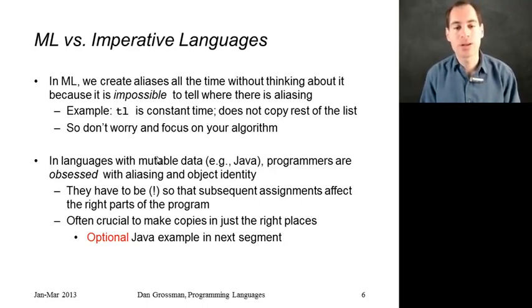So in the next segment, I'm actually going to show a rather tricky example of this in Java. Since we don't require Java for the course, it'll be totally optional. But it'll show you just how hard it is to reason about aliases and assignment statements. And in ML, the way we avoid having to do that is we just get rid of the assignment statements.